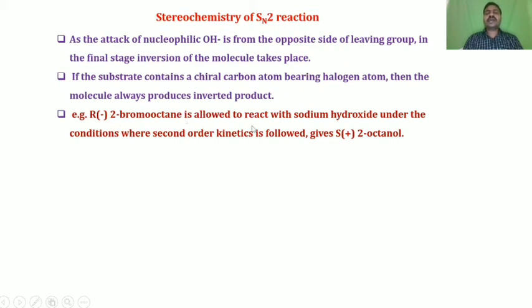R-2-bromooctane is allowed to react with sodium hydroxide under the condition where second order kinetics is followed, and gives S plus 2-octanol. So here you can see that R-2-bromooctane is converted into S plus 2-octanol. So here R is converted into S, and minus optical rotation also changes to plus. So there is inversion of configuration.